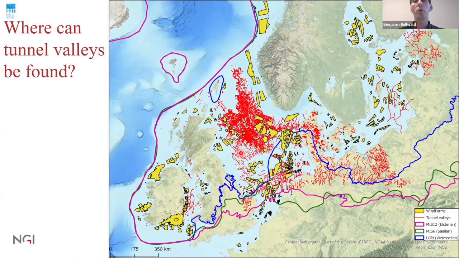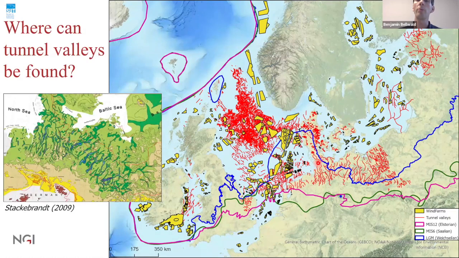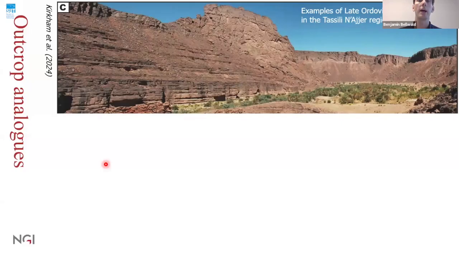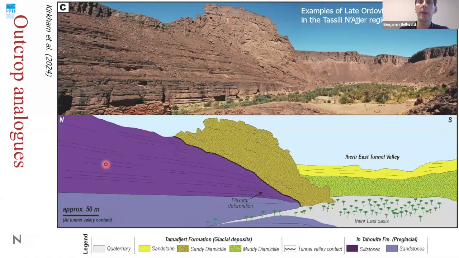And what is also quite nice, especially in northern Germany, Denmark, and Poland, we have tunnel valleys onshore that we can tie into the offshore domain potentially. And it's really nice to use these analogs, and I'm going to show you some slides. First, this one here. It's also a very recent publication where we have a very old tunnel valley, several hundreds of millions of years old, from a very old glaciation. This is from Algeria.